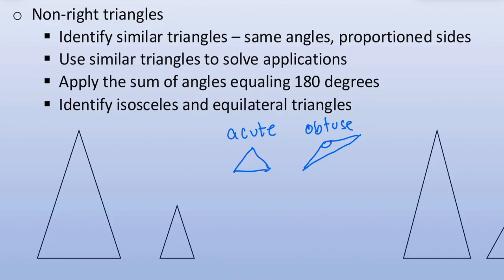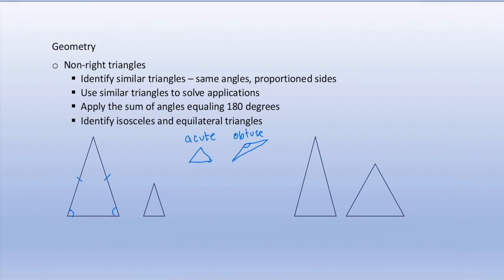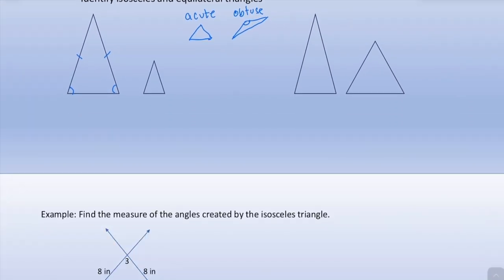Isosceles triangles have two sides that are equivalent. So the two base angles that are across from them would also be equivalent. Equilateral triangles have all 3 sides being the same length and all angles being the same measure. So there's lots of different things there you can say about those.